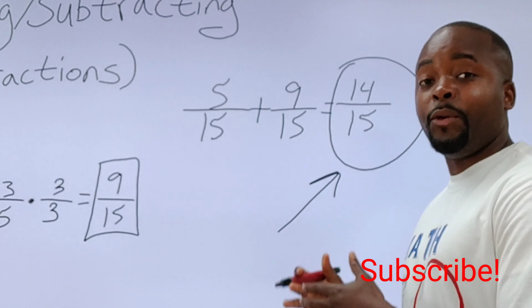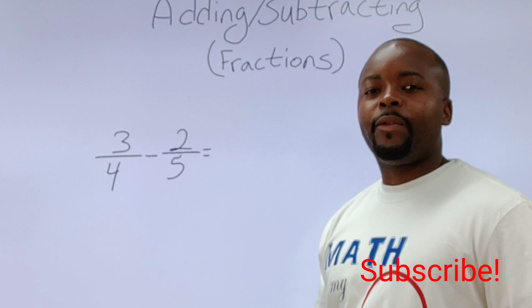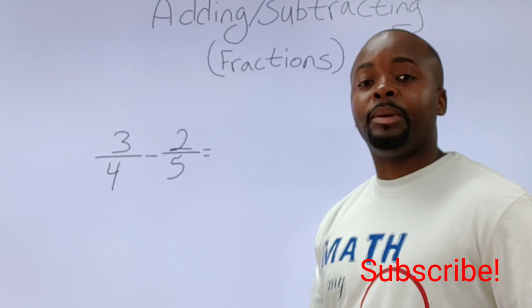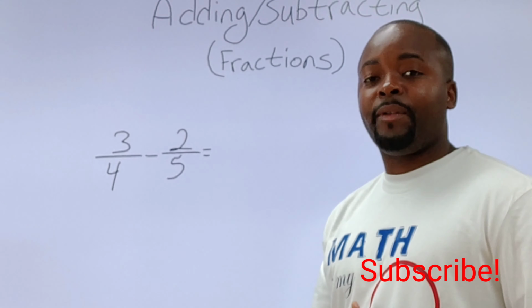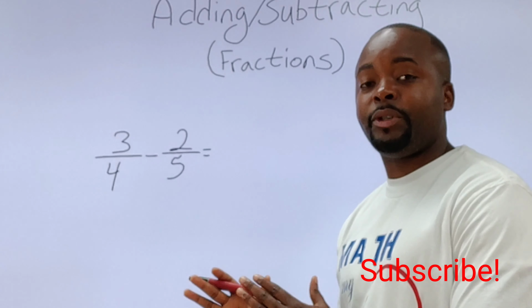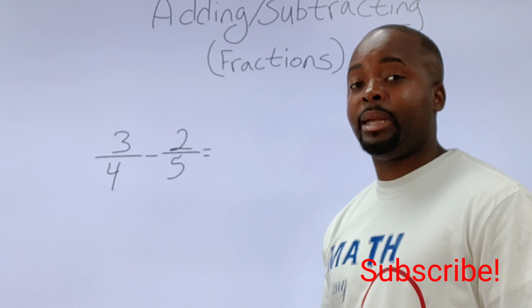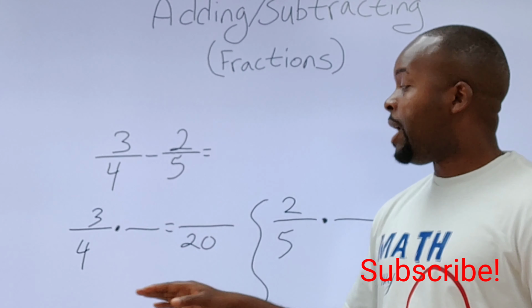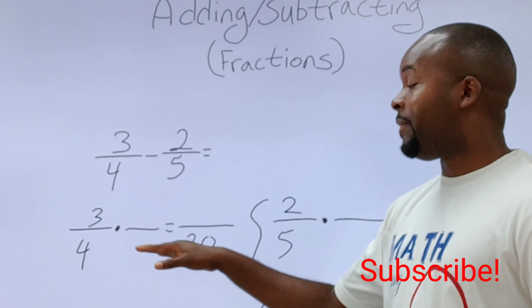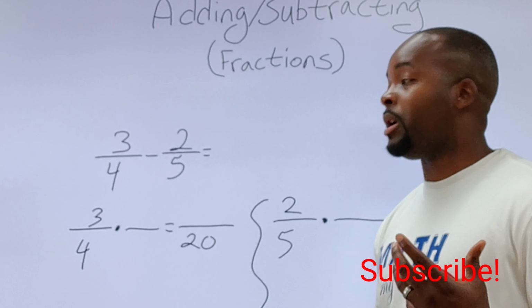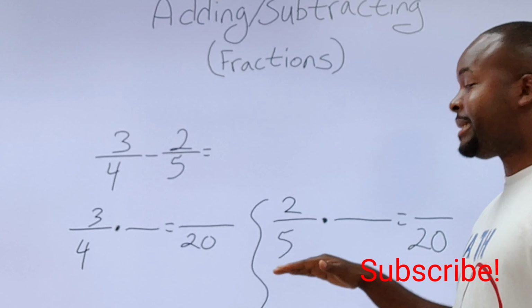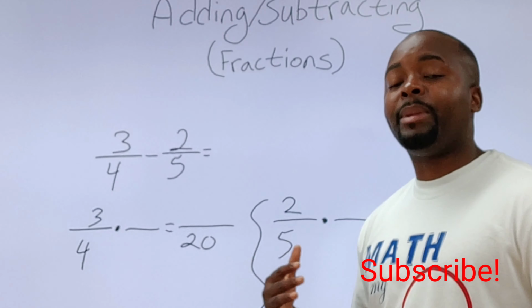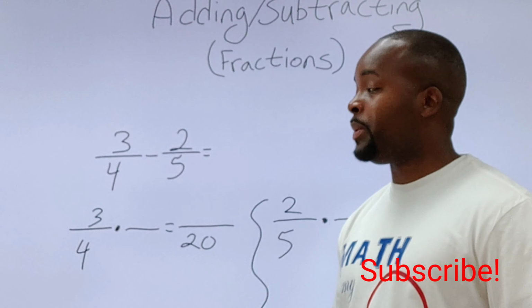My answer is 14/15. For my new problem, guys, I have 3/4 minus 2/5. Same as the last problem, I need to find two new equivalent fractions before I can go ahead and subtract. I must have the same denominator. I know that my least common denominator here is going to be 20. So now what I have is 3/4 times some fraction equals some fraction with the denominator of 20. And I have 2/5 times some fraction equals some fraction with the denominator of 20. Both of my new fractions are going to have a denominator of 20.